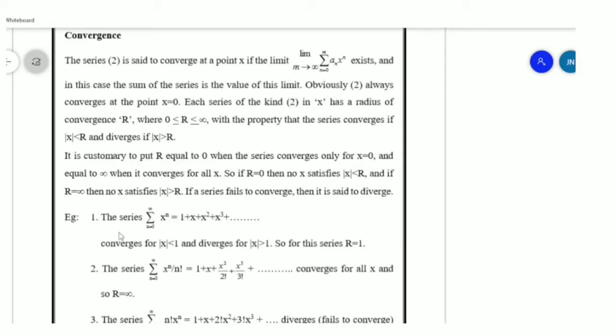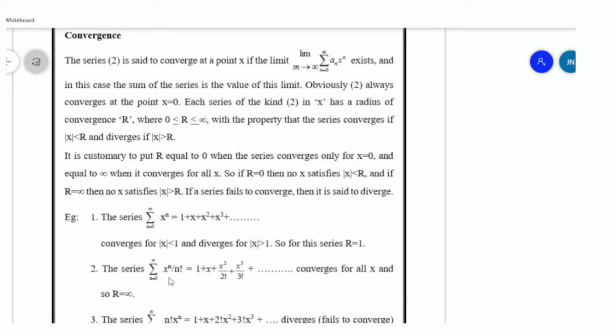Consider the given examples. The series sigma x raised to n, which is of the form 1 plus x plus x square plus etc., converges for mod x less than 1 and diverges for mod x greater than 1. You can find the radius of convergence or interval of convergence using the power series method. You already studied that in earlier classes. So here the radius of convergence is 1.